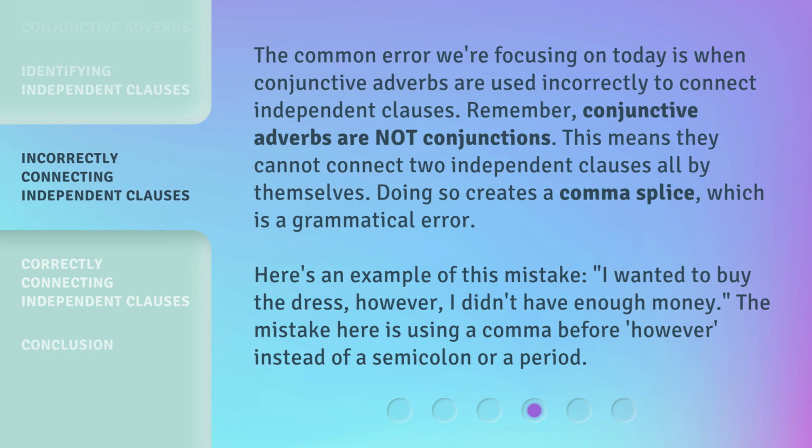Here's an example of this mistake. I wanted to buy the dress, however, I didn't have enough money. The mistake here is using a comma before, however, instead of a semicolon or a period.